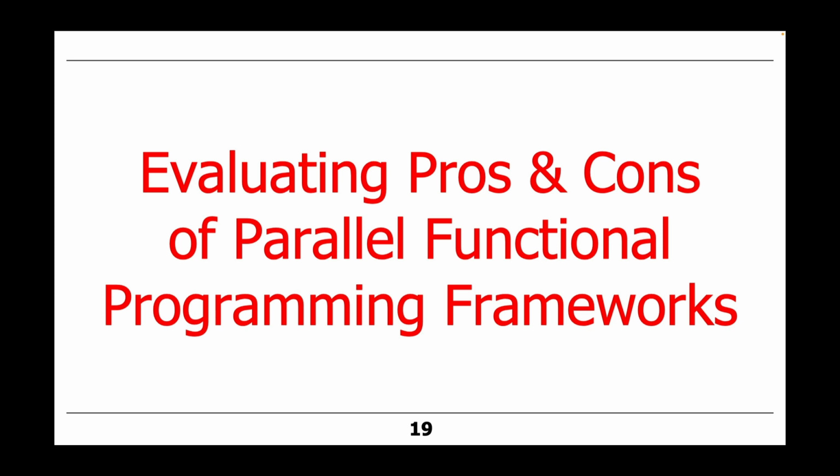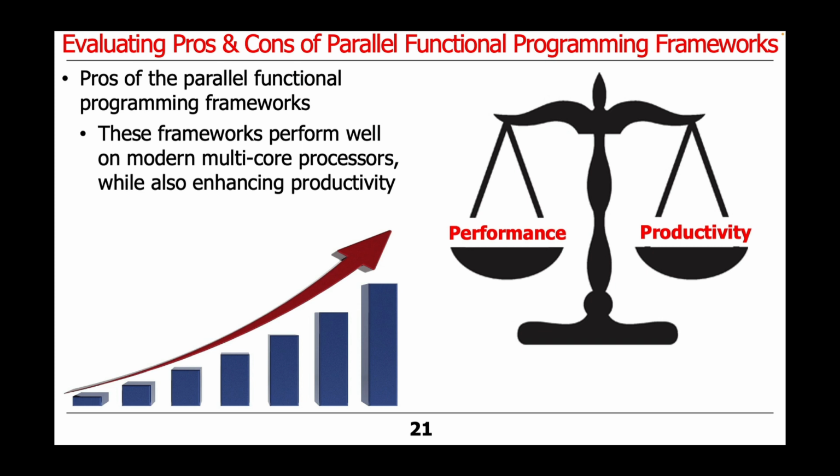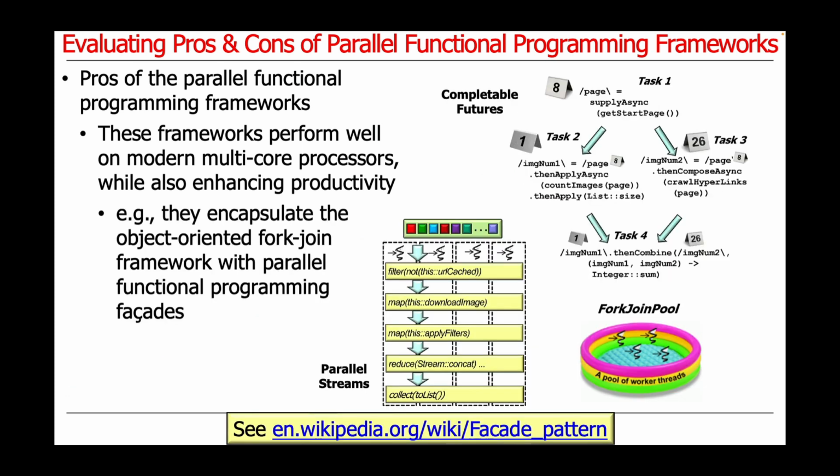So let's talk about the pros and cons of these frameworks. So first, the pros, they perform well on modern multi-core processors while also enhancing productivity. This is especially true of parallel streams. They're relatively easy to program, so that makes you more productive as a human. And they're relatively high performance, which means they take better advantage of the underlying computing resources, particularly the cores. They also encapsulate the object-oriented functional programming framework, that's the fork join framework, with these parallel functional programming facades, which is a big win. So you get the best of both worlds.